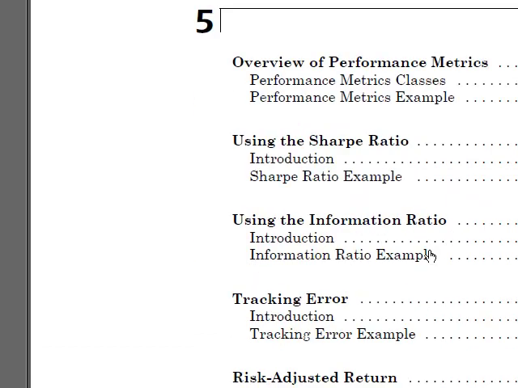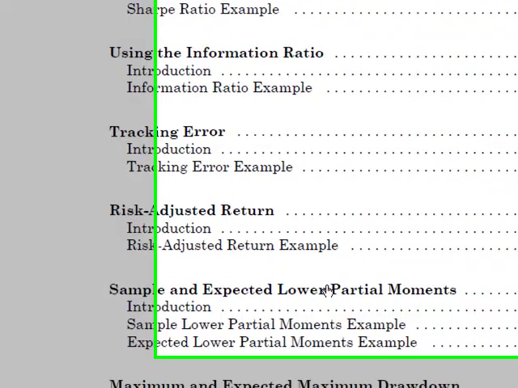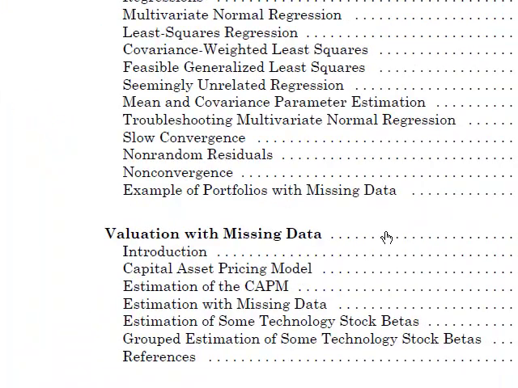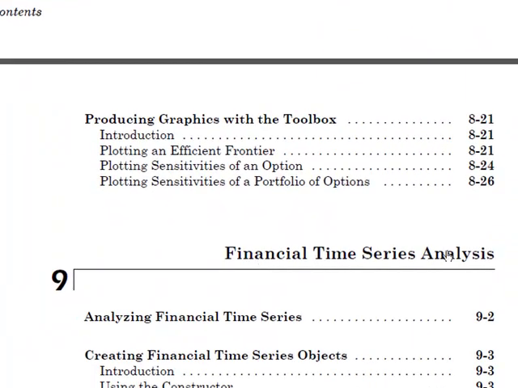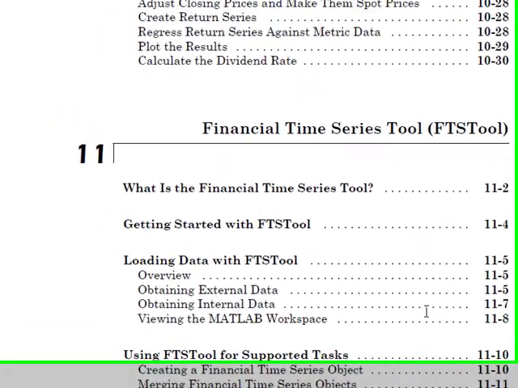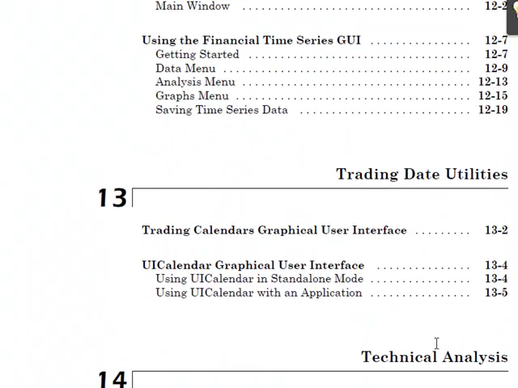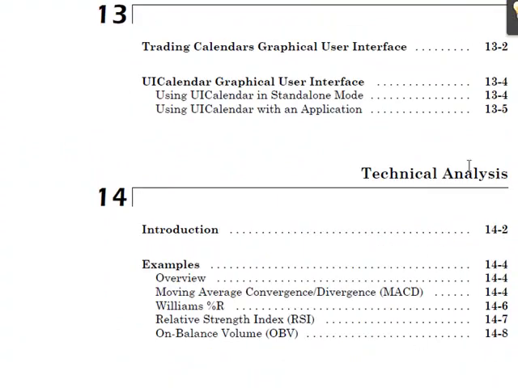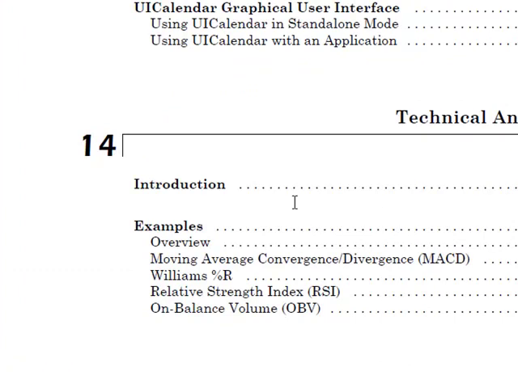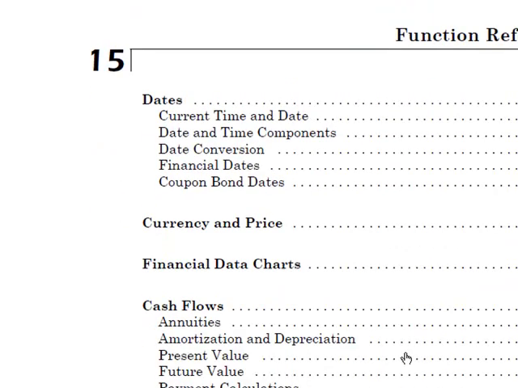So again, Sharpe ratio, risk-adjusted return, credit analysis we don't need to worry about, regression with missing data, financial time series analysis. This is an interesting one for me. Financial time series, again, interesting. You got some technical analysis stuff. You can see that there's not a large stressing of these types of indicators. We got MACD, Williams percent R, RSI. Okay, so we know all about that stuff.